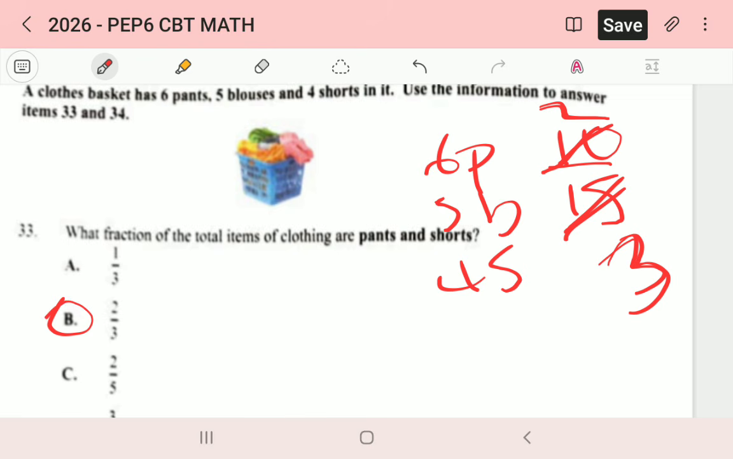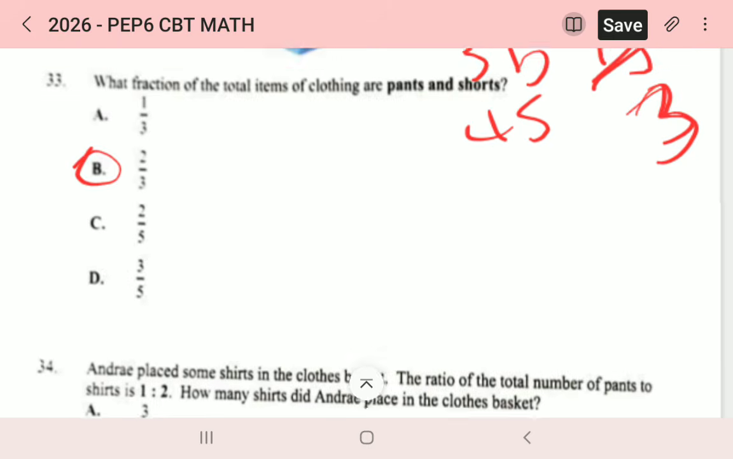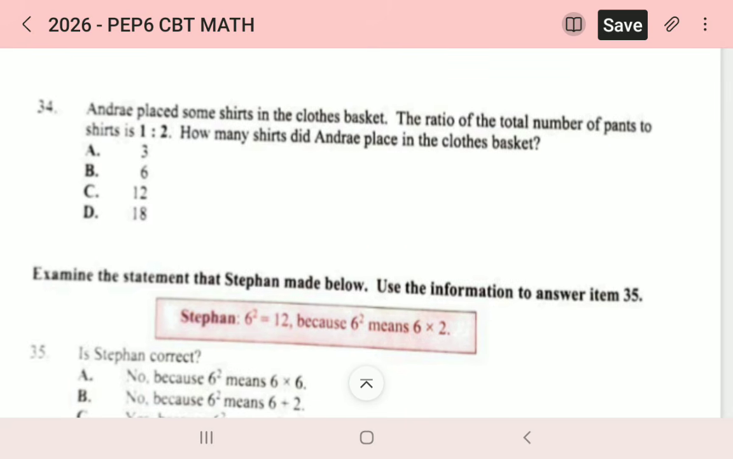33 is B. Moving on to 34. 34 says, Andre placed some shirts in the clothes basket. The ratio of the total number of pants to shirts is 1 to 2. How many shirts did Andre place in the clothes basket?